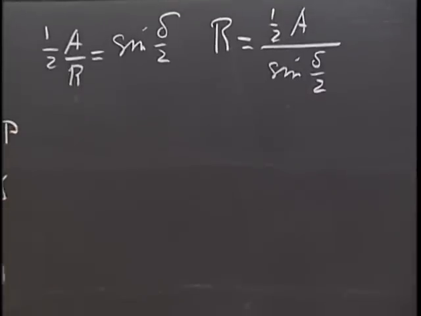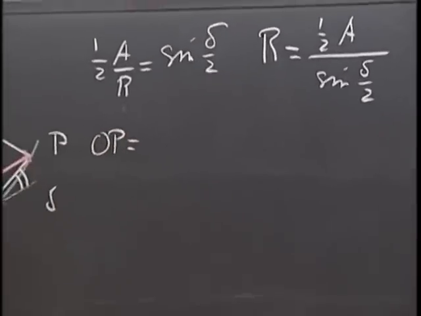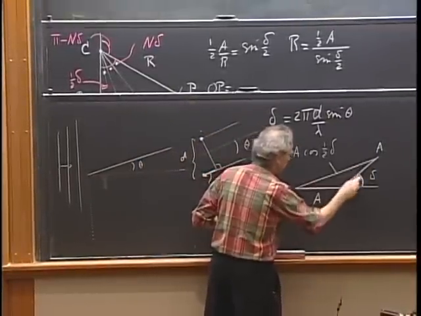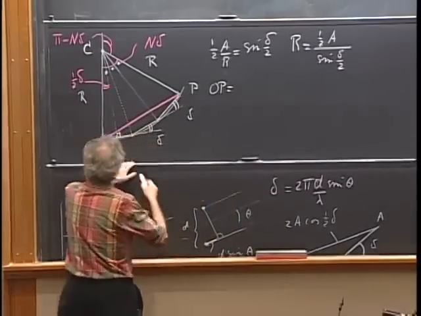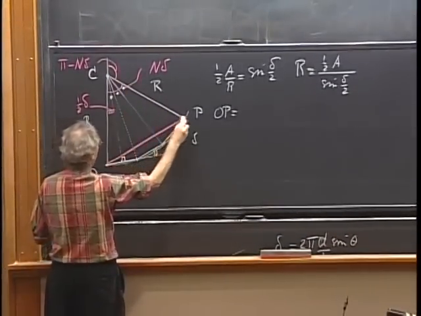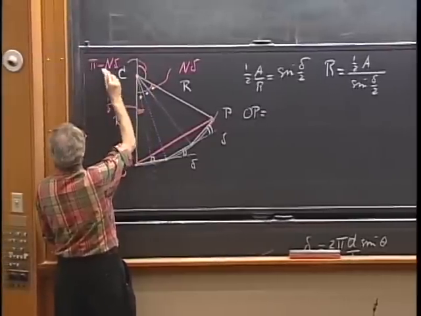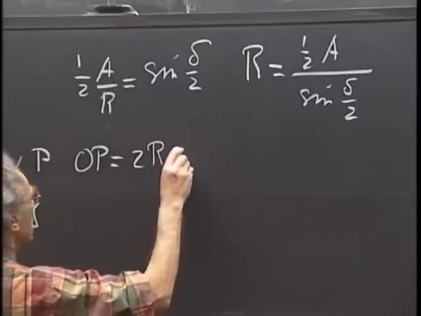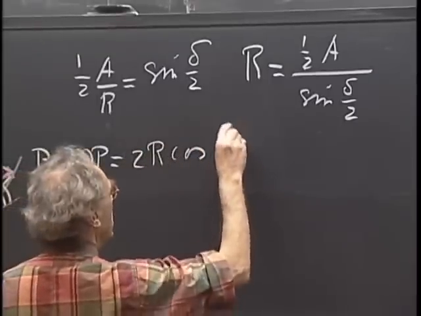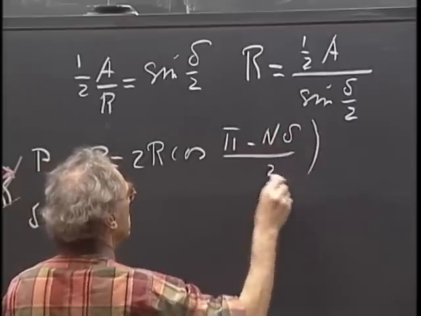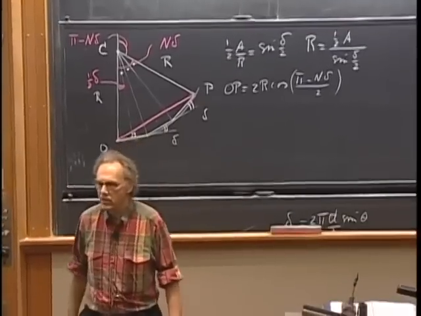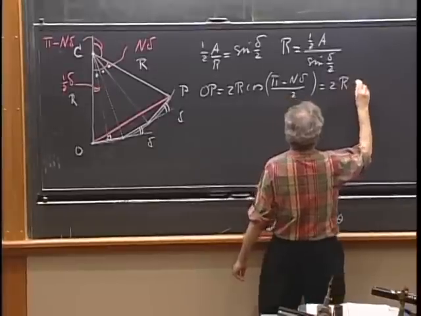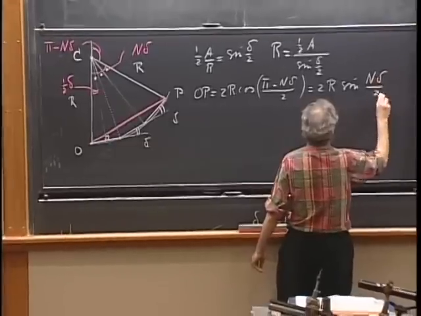So I'm really interested in OP. And now I'm going to use this knowledge. I have a triangle. I know two sides, and I know this angle. Then I can calculate this one. I know two sides. This is R, and this is R. I want to know the third side, and I know this angle, which is pi minus n delta. And therefore, this length here is 2r times the cosine of half that angle, pi minus n delta divided by 2. But pi over 2 is 90 degrees, and 90 degrees minus the angle is the sine of the angle. So I can also write for this 2r times the sine of n delta over 2.